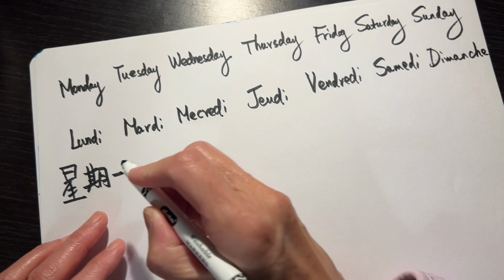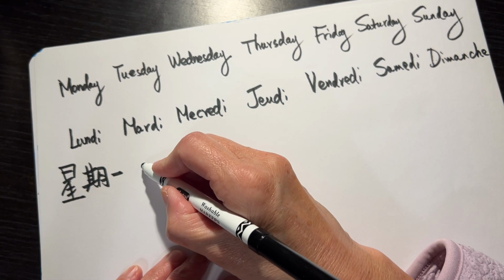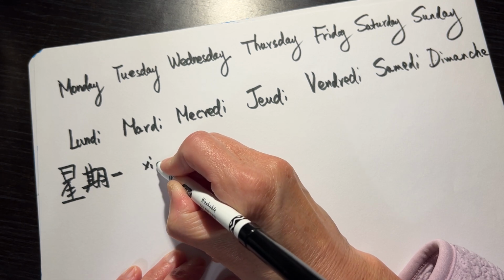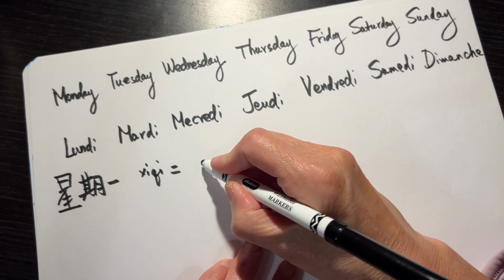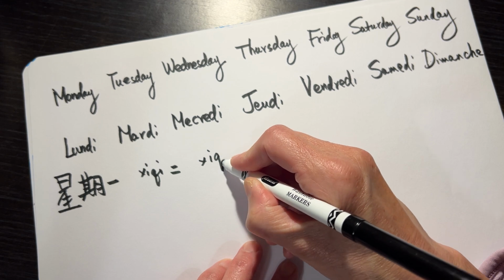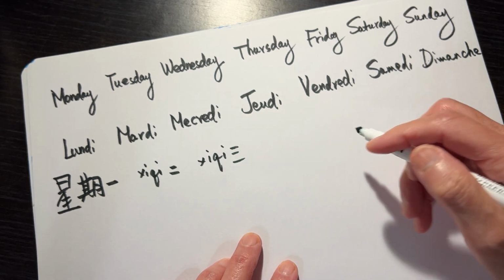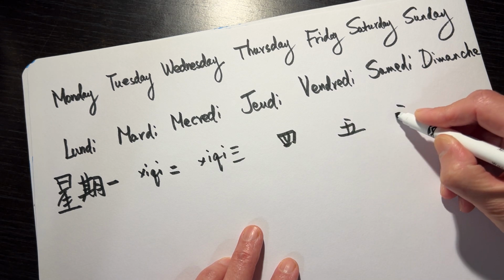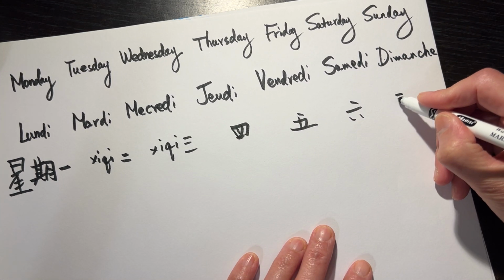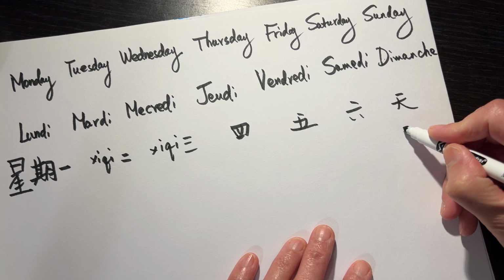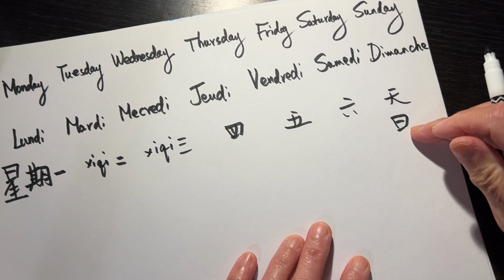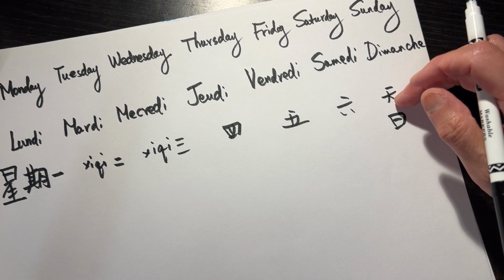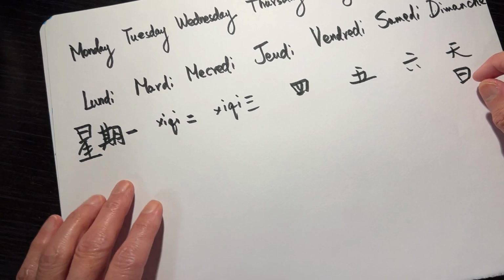星期一 Monday. 星期二, 星期三, 星期四, 星期五, 星期六, 星期天 or 星期日. 日 is Sunday. Two ways of saying Sunday. So it becomes much easier.